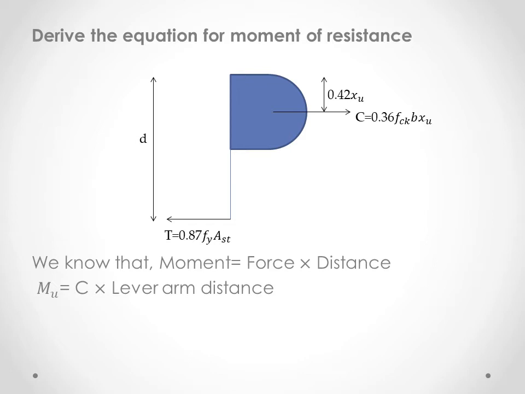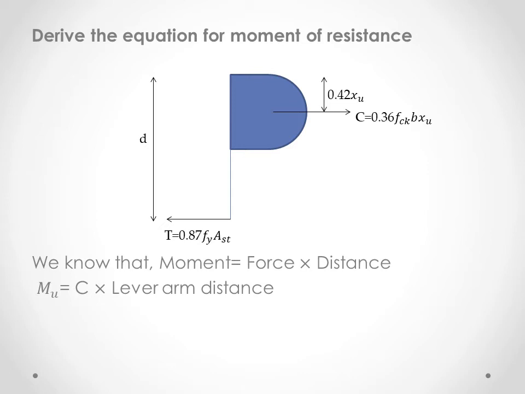This distance between the compressive load and the tensile load is known as lever arm distance, which is the perpendicular distance used to find the moment of resistance for the considered section of a beam. So moment, we'll be denoting it as Mu. Mu is equal to compressive force, C, into lever arm distance.